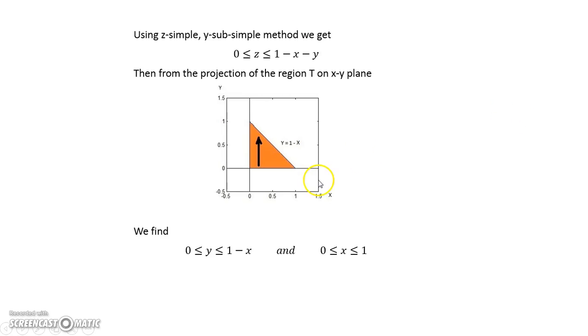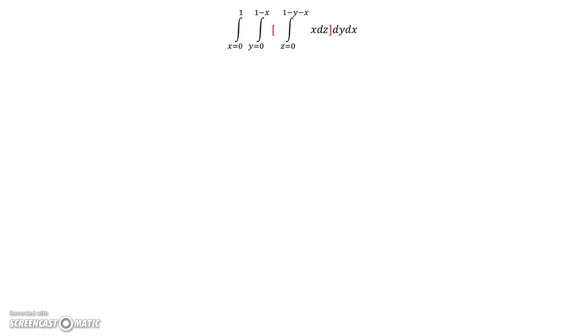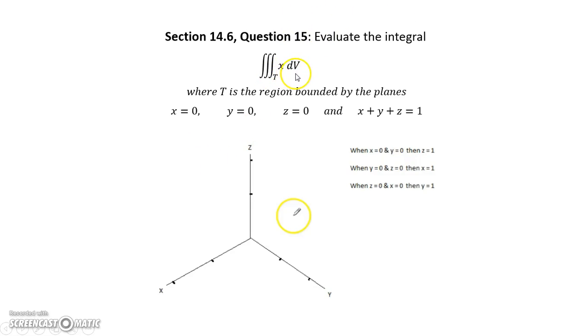So now we find that y is between this and that, and x is between this and that. Now we have our limits of integration, and we know that we want the inner integration to be z, because we are using z simple, and the next integration will be y, because we're using y subsimple. And remember that in Cartesian, dV is equal to dx dy dz. Substitute that in. So here we have the triple integral. We did not know the limits, so we substituted the limits that we found, and we substituted for dV with dx dy dz.